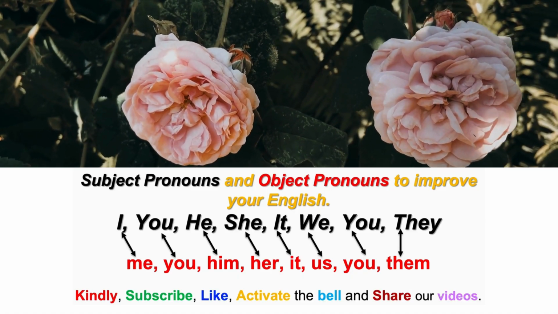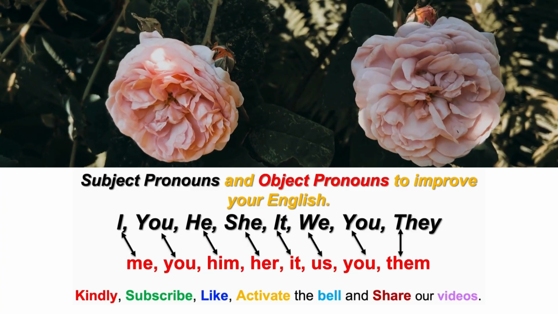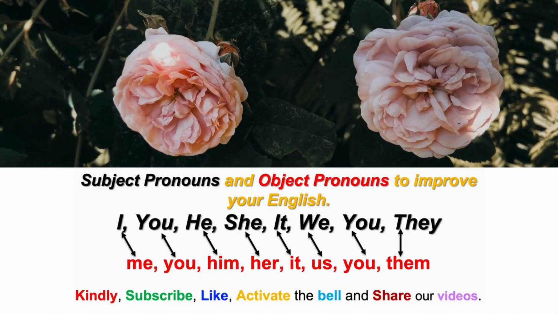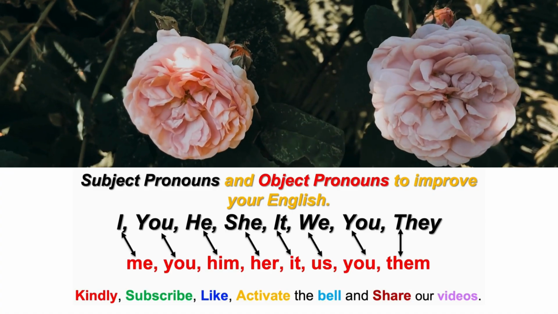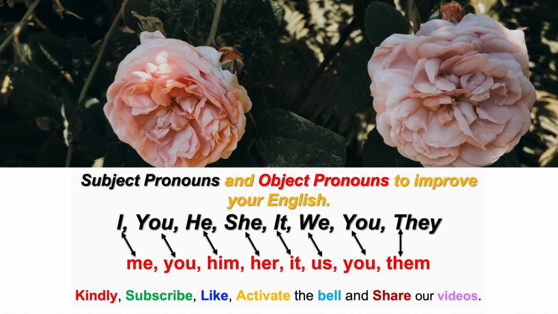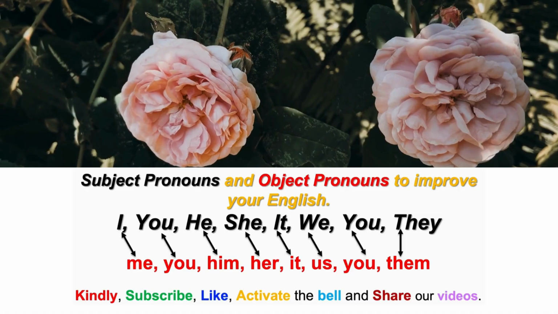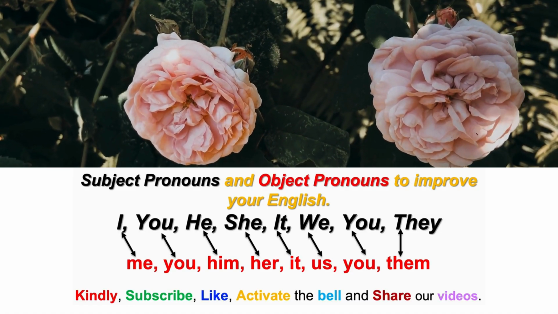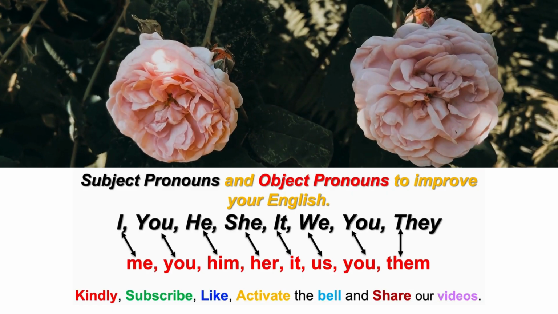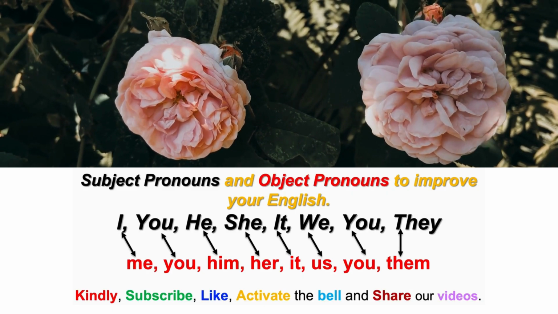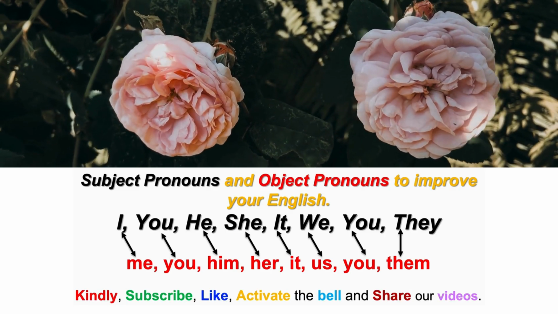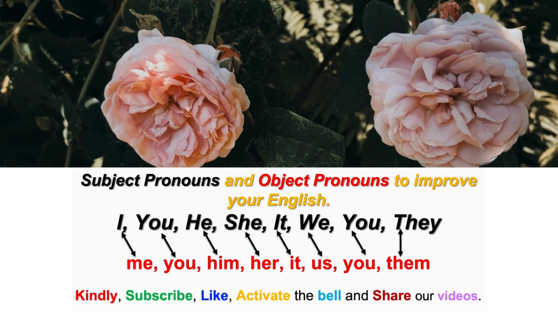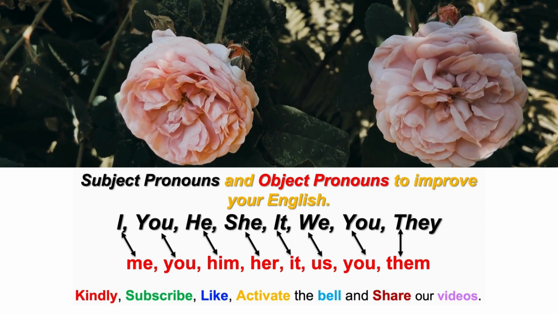If you see very well, I've written subject pronouns with capital letters. Why? Because they come at the beginning of the sentence. And object pronouns, I wrote them with small letters. Why? Because they never come at the beginning of the sentence.